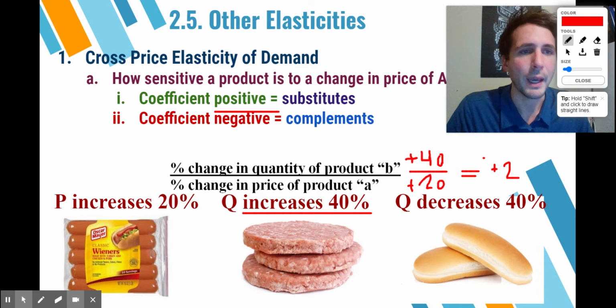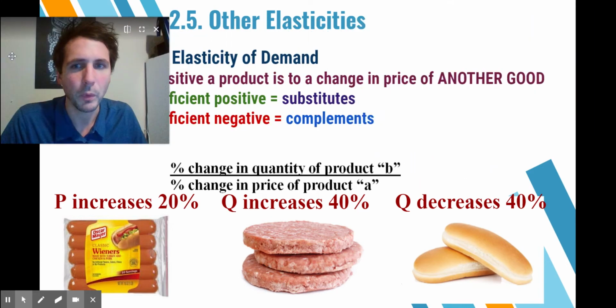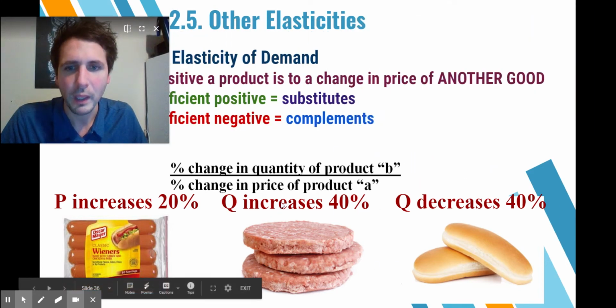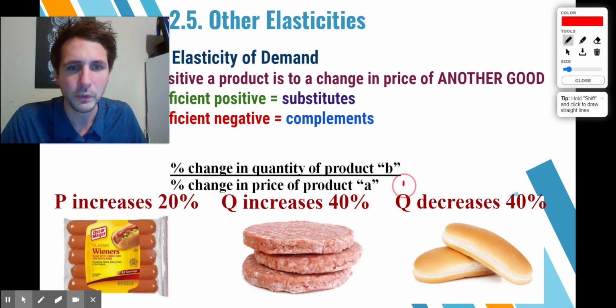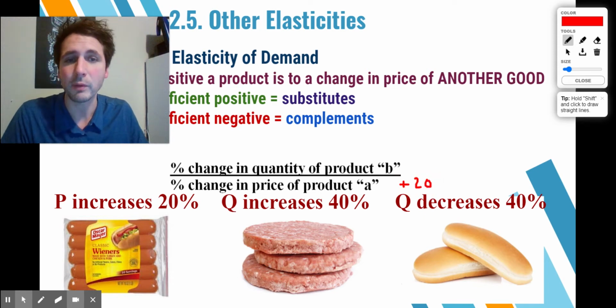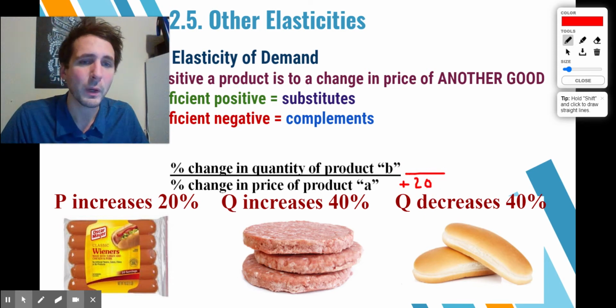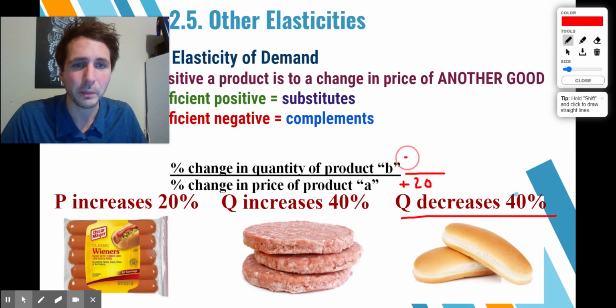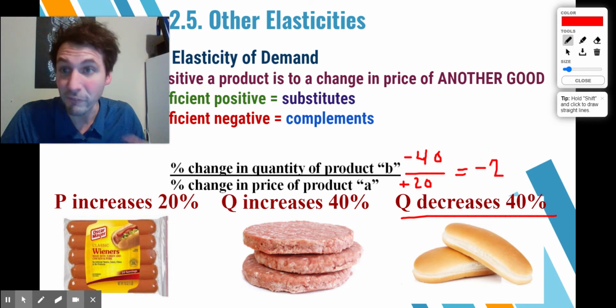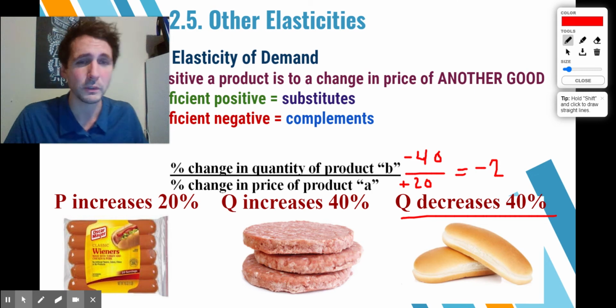Now, what about hot dog buns? We can look at hot dog buns as well. We take the same coefficient. Our price went up by 20%, so that's my denominator, plus 20. We're going to keep our values for these. And then my quantity decreased for hot dog buns by 40%, so that's negative 40. I pop out my equation here, and that's going to give me negative 2. Again, the sign of the value is actually important on these ones.